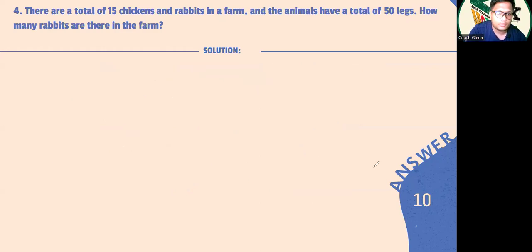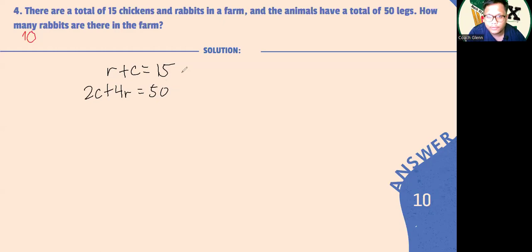So we let rabbits be R, and we let chickens be C. That means R plus C would be equal to 15. Since a rabbit has 4 legs and a chicken has 2, our equation would be 2C plus 4R is equal to 50. Now we just need to substitute for the chickens because we're only solving for R. So first, C would become equal to 15 minus R. We substitute that here, so we have 2 times (15 minus R) plus 4R is equal to 50.